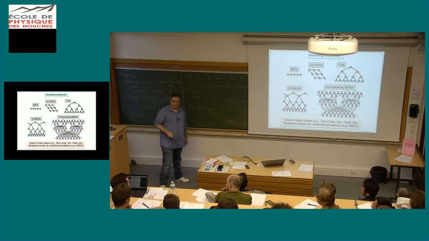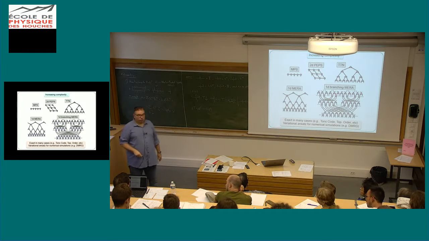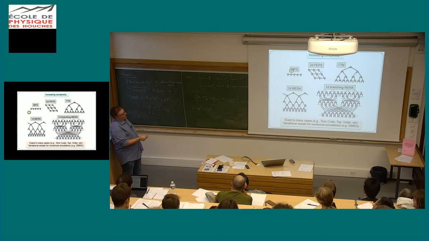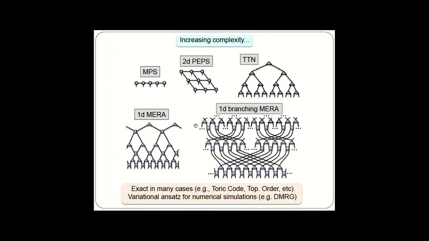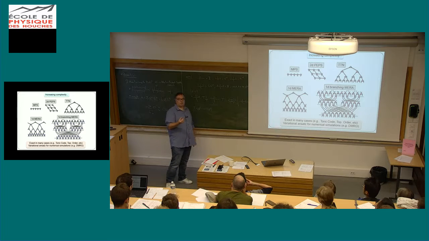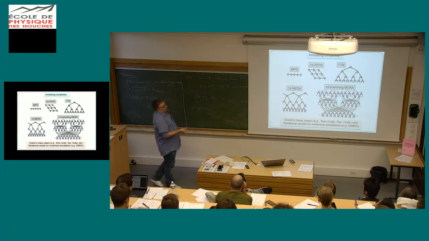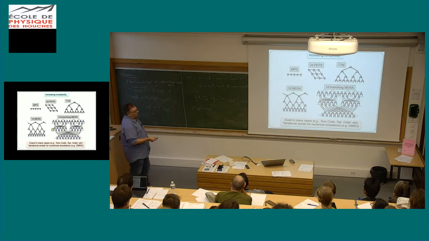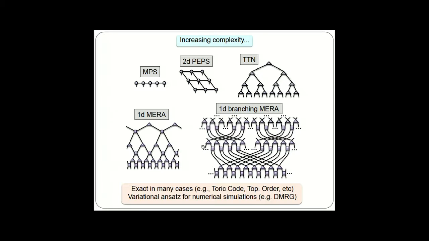How long does the calculation take? I don't know the scaling exactly. The scaling for MPS is very efficient. For 2D PEPS it is of the order of D to the 10, I think, when you put everything together. But one can still do it because for PEPS the bond dimension that you need is very small. Tree tensor networks are like MPS, it's cubic. The MERA, I think, is order D to the 8 or something like that, so it's very expensive. And the branching MERA, I really don't know. It's very, very expensive.